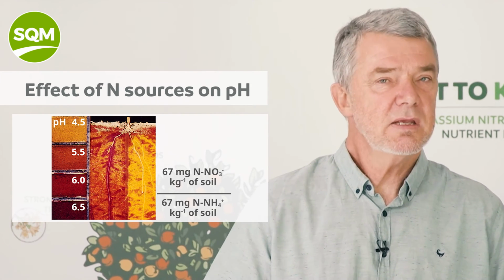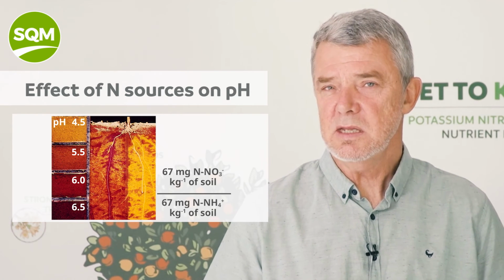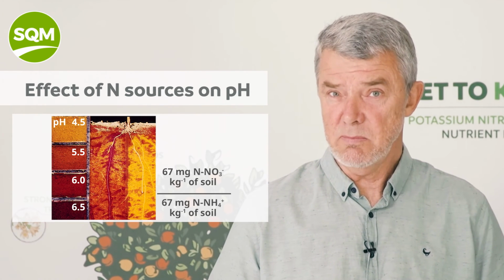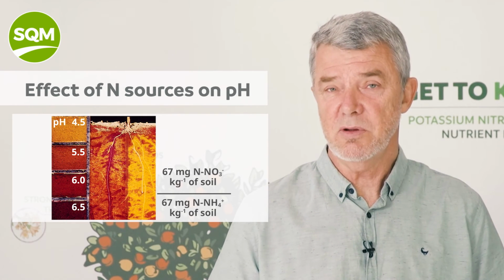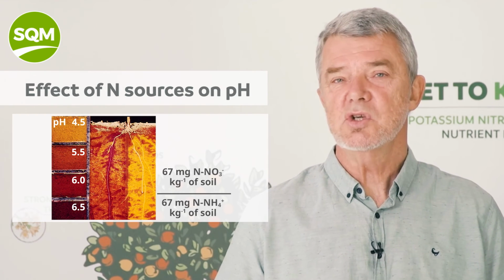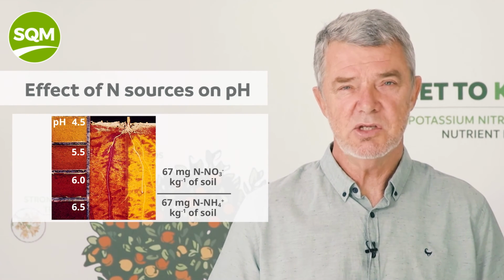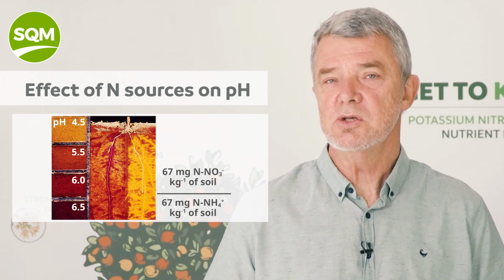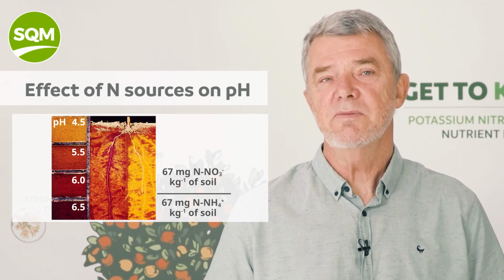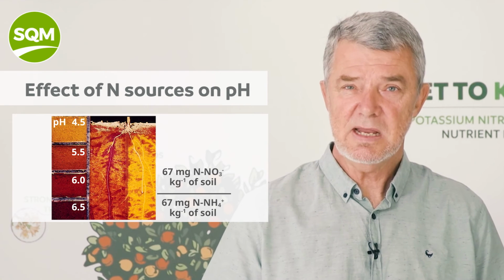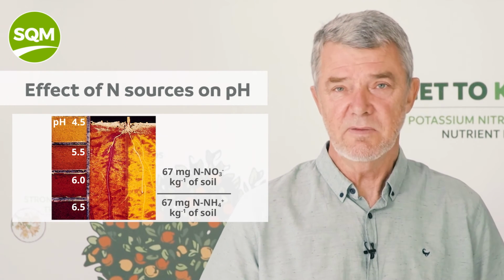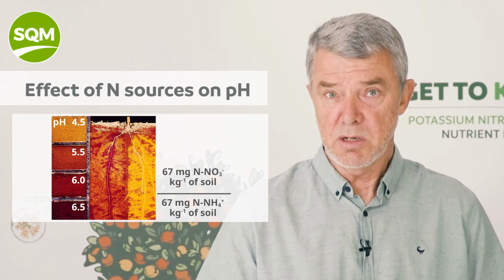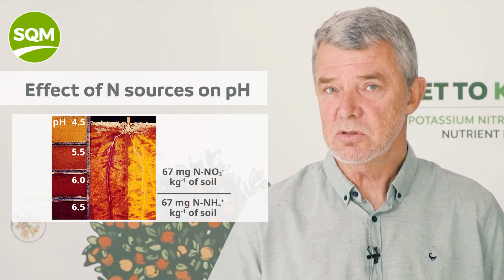The guy who did the study is called Römheld, and he says that the difference between ammonium and nitrate-fed plants can be as much as 1.5 pH units around the roots or in the rhizosphere. And 1.5 pH units, because of a log scale, is between 10 and 100 times difference or more acidic around the roots using ammonia, which can lead to toxicities.